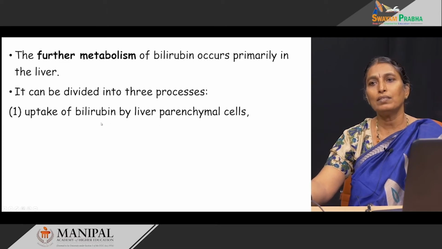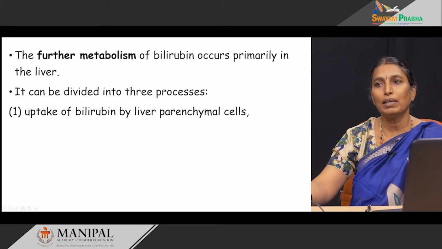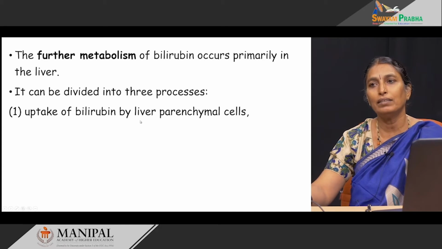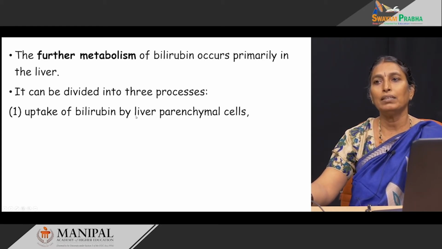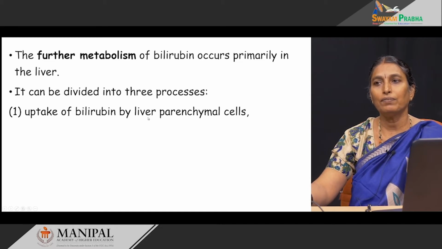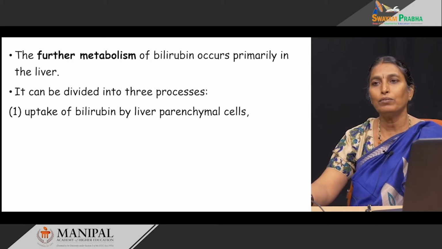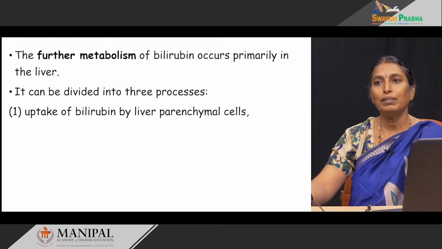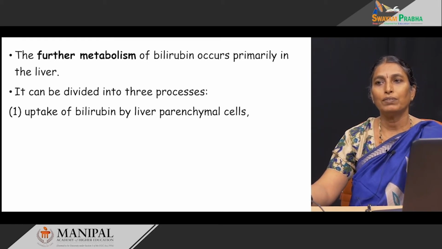The first process: when the bilirubin comes bound to albumin near the liver cells, uptake of the bilirubin is done by the liver parenchymal cell. At the sinusoidal site of the liver parenchymal cell, the bilirubin is taken up by the liver, and there we have other proteins that bind to bilirubin, and the bilirubin will be utilized for further metabolism.